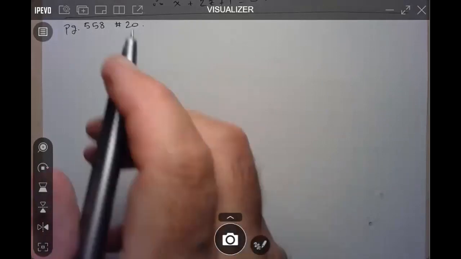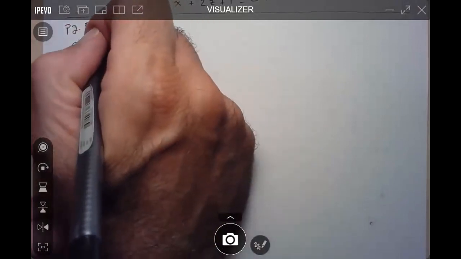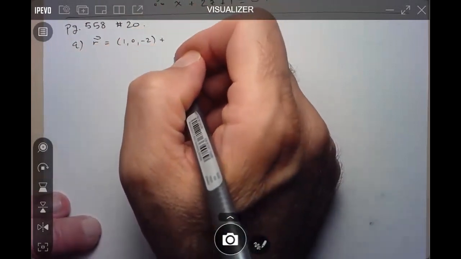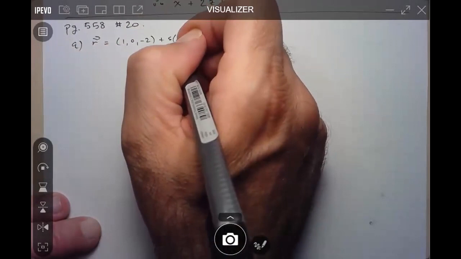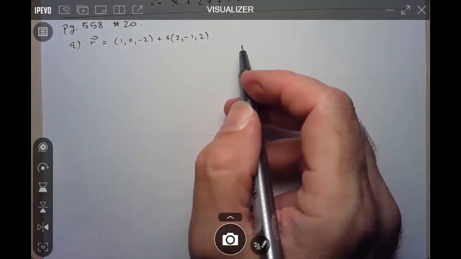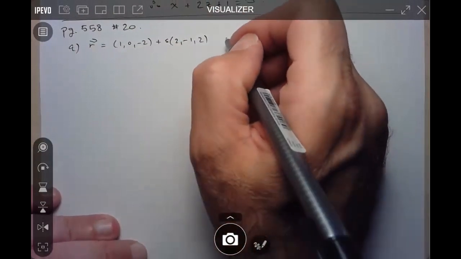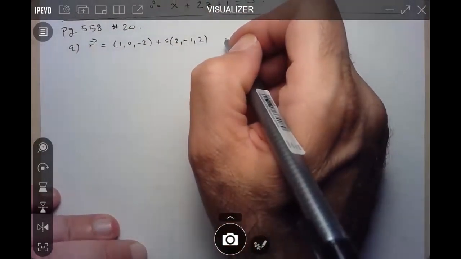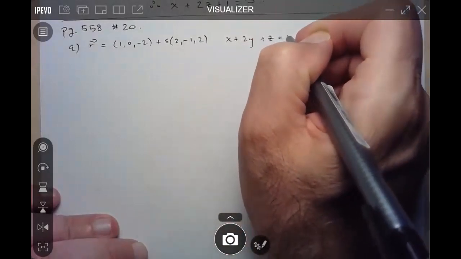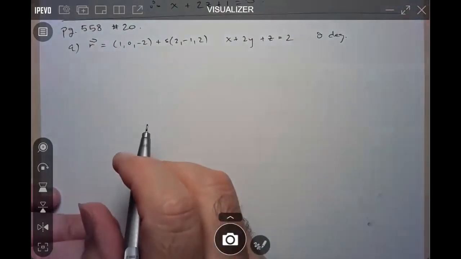Let me write everything. There's three parts here. r is 1, 0, -2 plus s times 2, -1, 2. And of course, s can be any real number. I won't write that out, but make sure you do when you're giving an answer. And it intersects the plane x plus 2y plus z equals 2 at theta degrees. Determine theta.